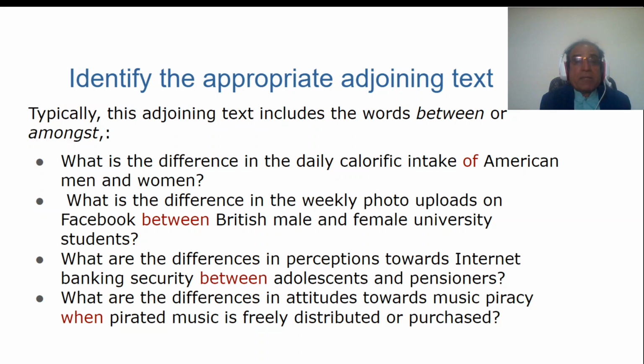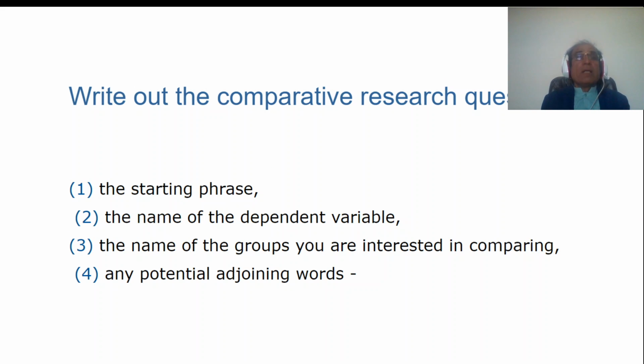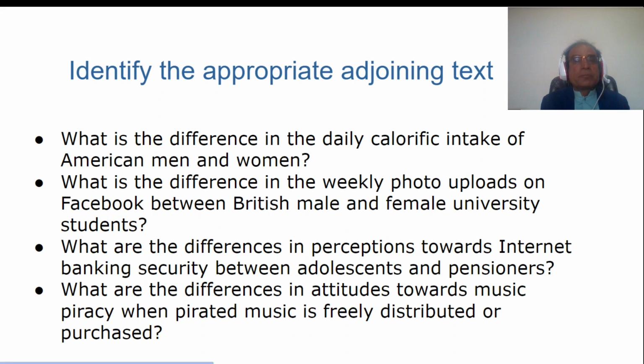What is the difference in perception toward internet banking security between adoption and pensioner? What is the difference in attitude toward music piracy when pirated music is freely distributed or purchased? So in this example, "when" is the adjoining text word. Write out the comparative research question, the starting phrase, the name of the variable, name of group, and name of adjoining text. So identify the appropriate text.